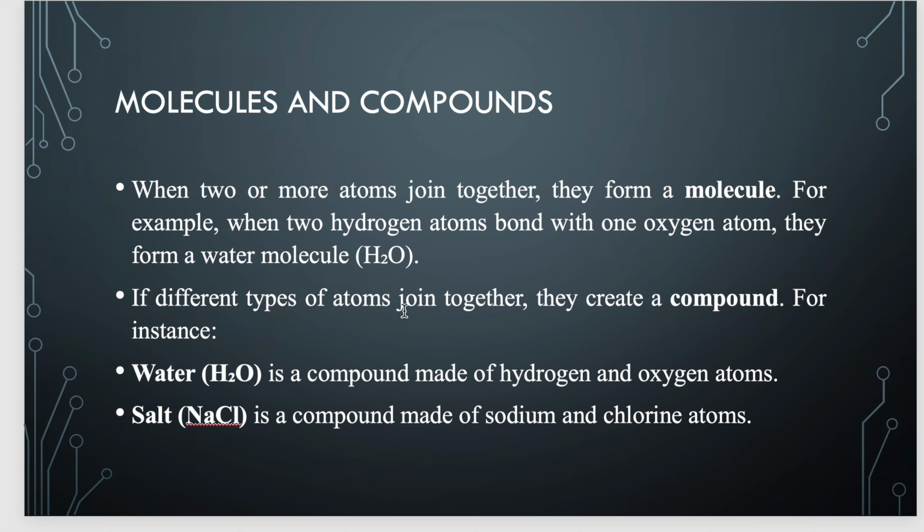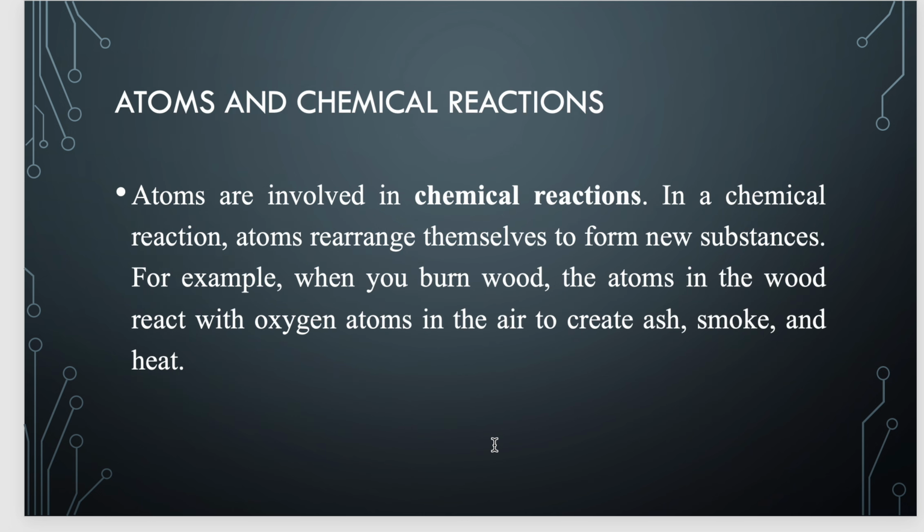If different types of atoms join together, they create a compound. For instance, water, H2O, is a compound made of hydrogen and oxygen atoms. Salt, NaCl, is a compound made of sodium and chlorine atoms.